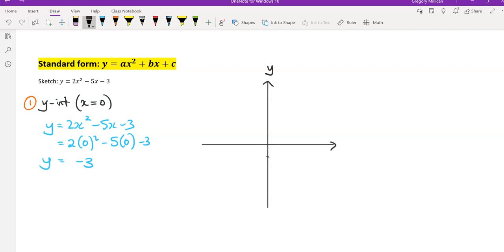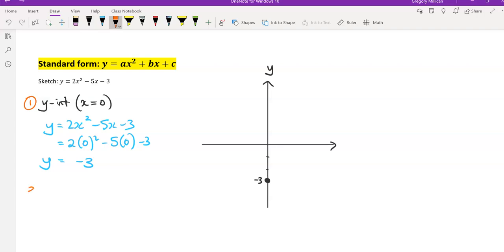So on my graph, as I determine pieces of information, I'm going to plot them on my graph. So there's negative 3 down here. Okay, and so there will be my y-intercept. So I'm going to put a big point there. So there's my first piece of information.